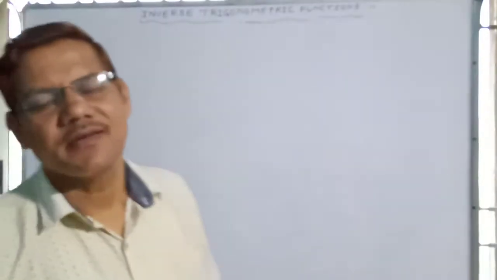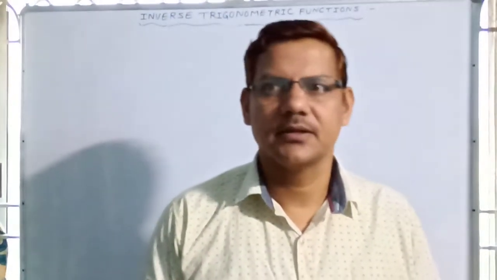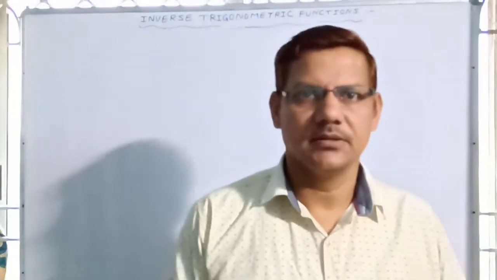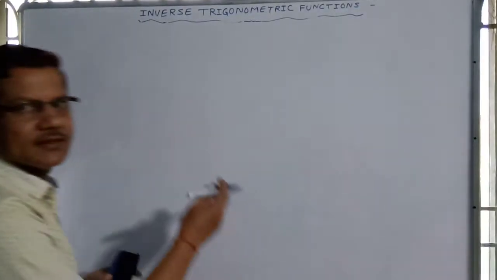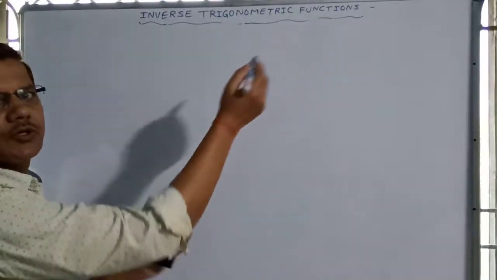Like the sine function, when we restrict the domains and codomains of the cosine function, tan function and other trigonometric functions, then we make them bijections and only then do we get their inverses. So if we restrict their domains, this is the situation.